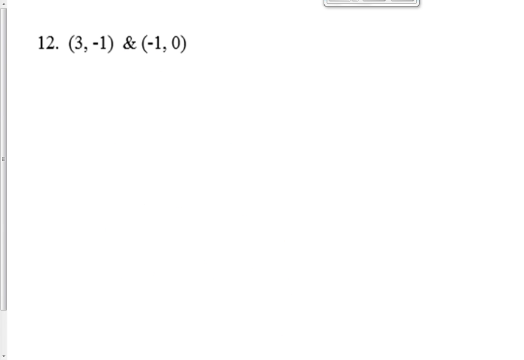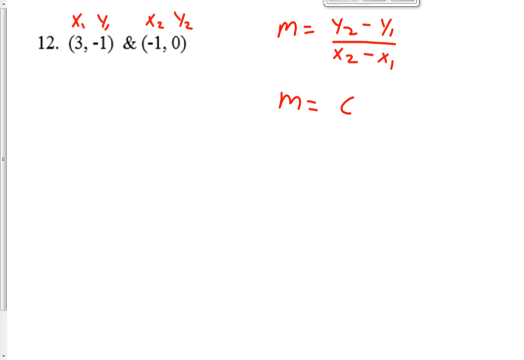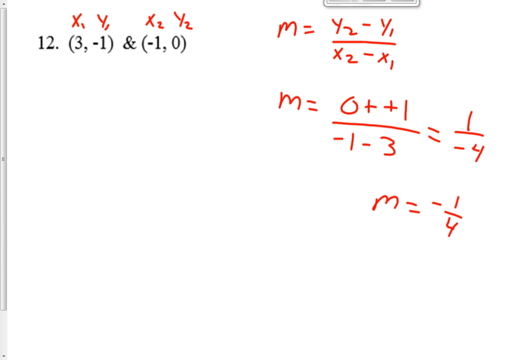Question number 12, to put this one in slope-intercept form, I first have to find the slope. So slope is equal to y2 minus y1 over x2 minus x1. So I'll call this point x1, y1. I'll call this point x2, y2. So our slope equals 0 minus a minus 1 over a negative 1 minus 3. 0 minus a minus 1 is plus 1. A negative 1 minus 3 is a negative 4. So my m is a negative 1/4.